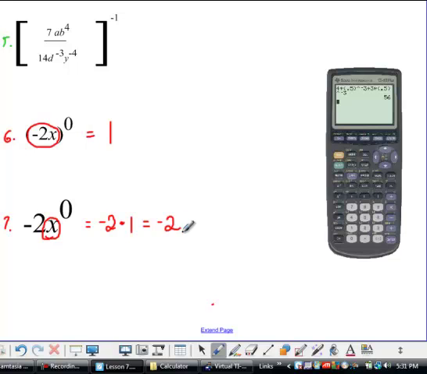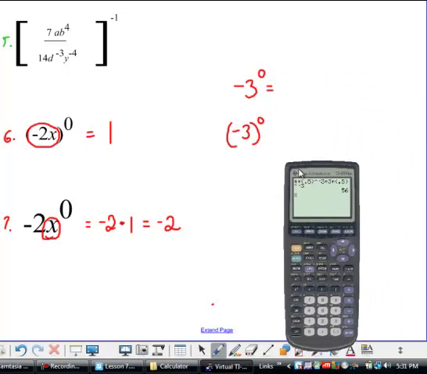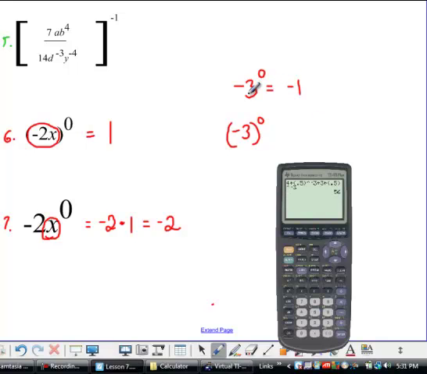And that's a big Regents question. Knowing the difference between something like this and this. This answer is negative 1 because only the 3 was getting raised to the 0 power. This tells me the negative and the 3 get raised to the 0 power, so that answer is 1.